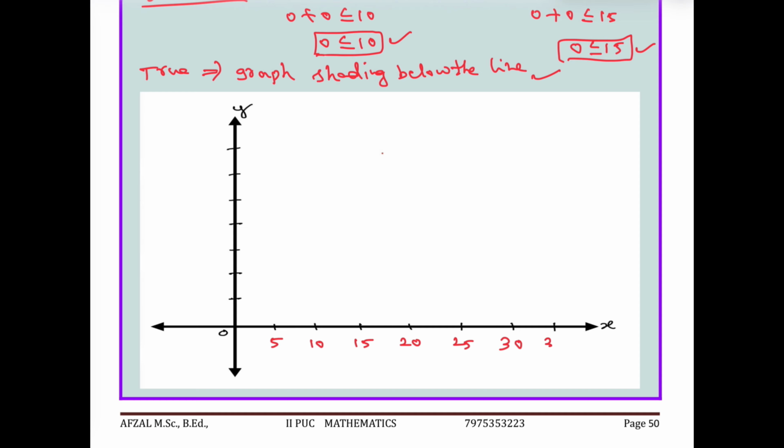Next, 17th question. F of x equals to x minus 1 under modulus. Condition is at x is equal to minus 1.